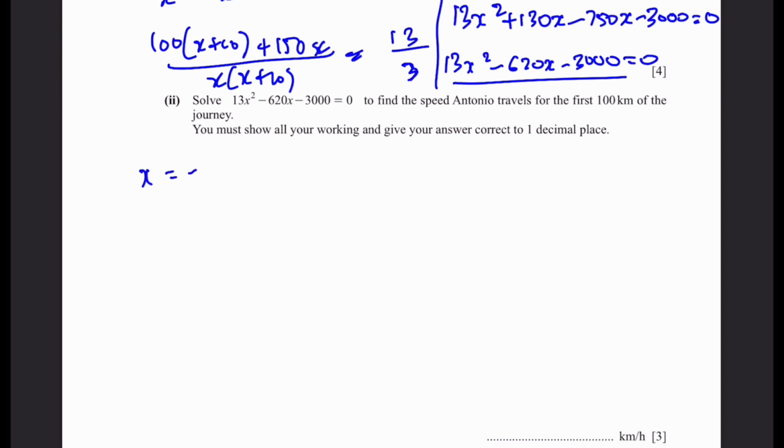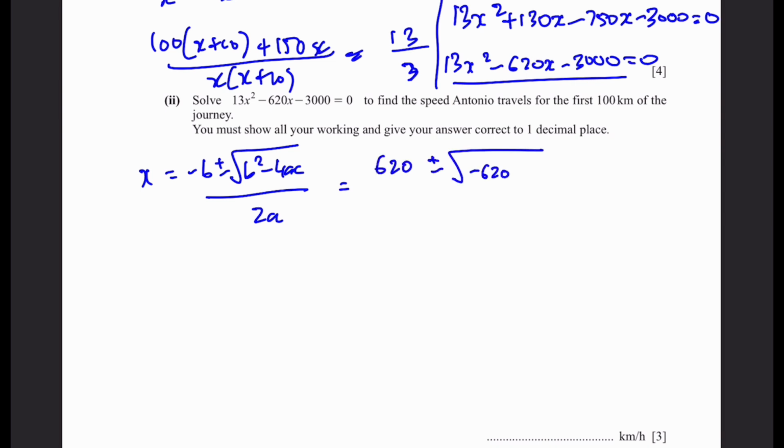So x is equal to minus b plus or minus root of b squared minus 4ac by 2a. And we can just substitute the values. 620 plus or minus root of negative 620 the whole squared minus 4 times 13 times minus 3000.